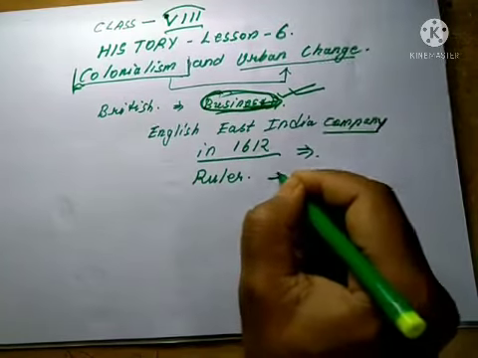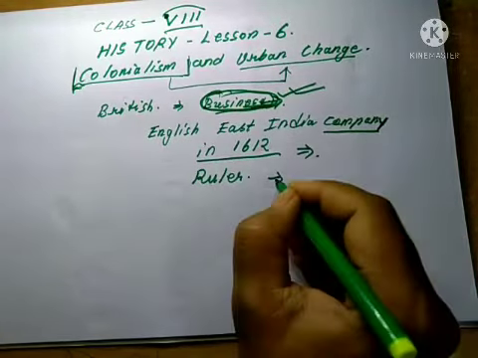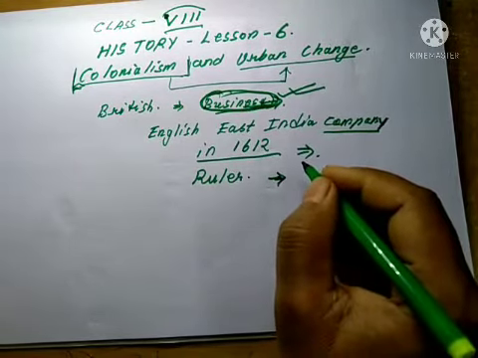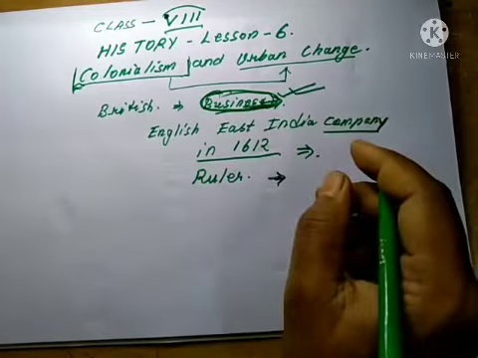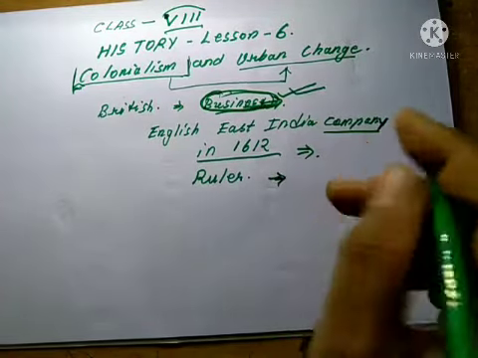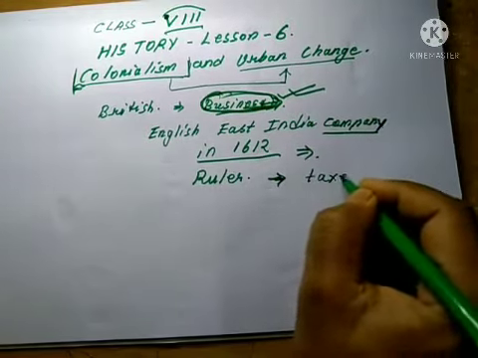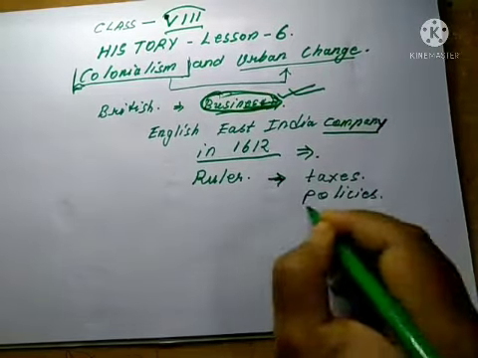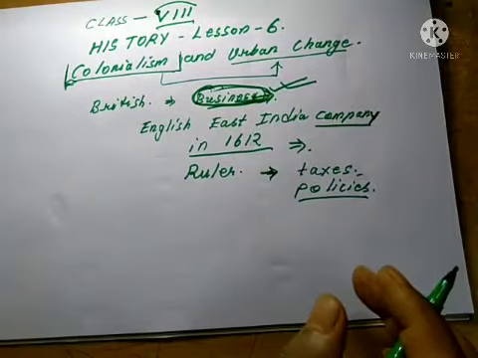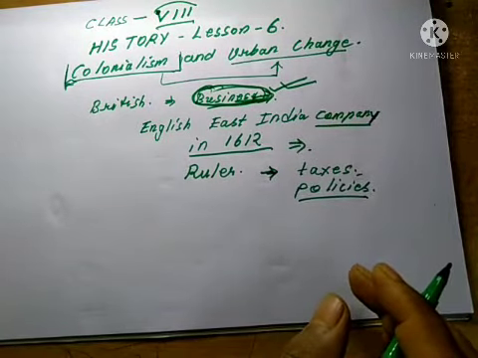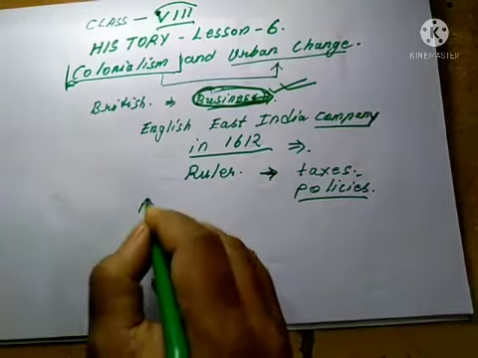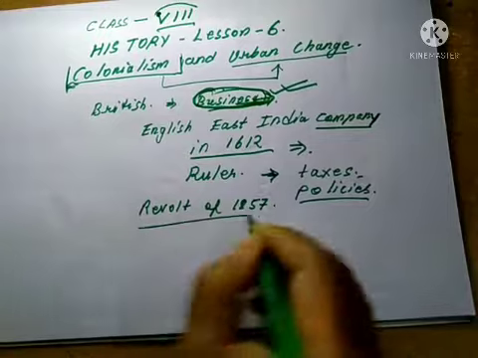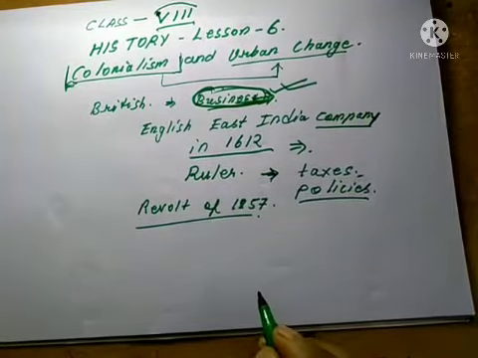So in this way, the English East India Company tried to accumulate huge wealth from India, and in doing so they tried to impose huge taxes and economic policies which made the life of the people of India difficult. And as a result, the revolt of 1857 was fought against the British nationals.